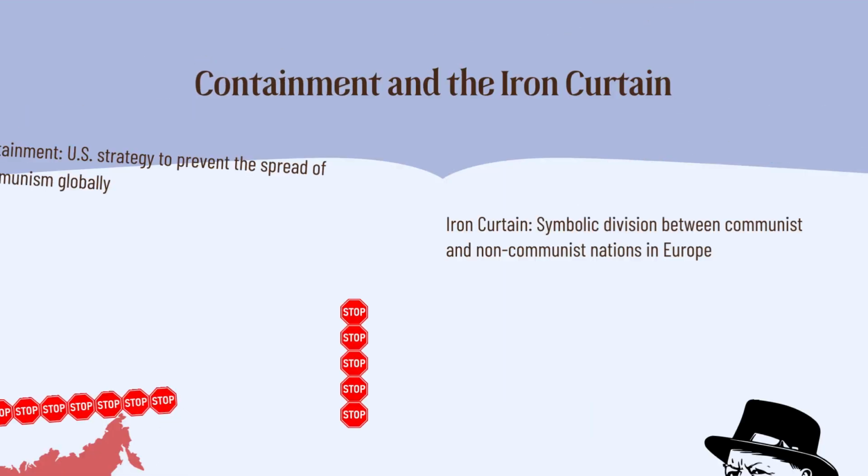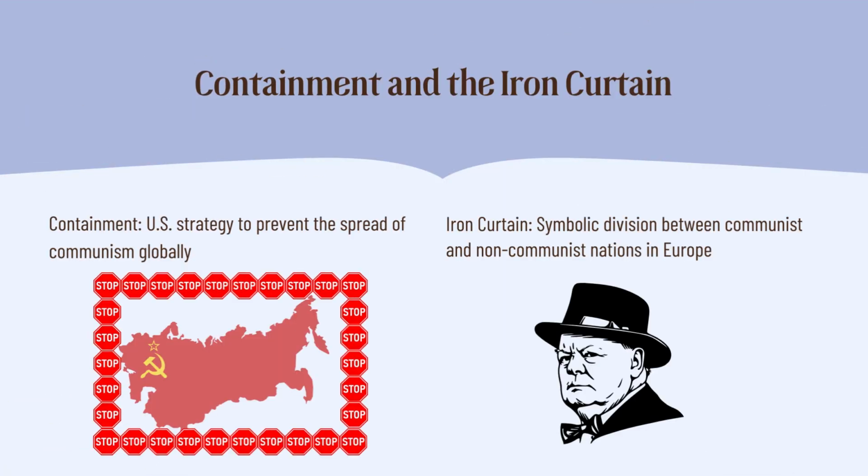All right, continuing on. Terms you should know: containment. Containment is a US foreign policy. Foreign policy is a strategy to deal with other countries. So a foreign policy in the United States during this time was, let's contain communism. It's already taken over the Soviet Union, used to be Russia, and let's just make sure it doesn't spread from there. Let's contain it. So I put stop signs around the map of Russia.